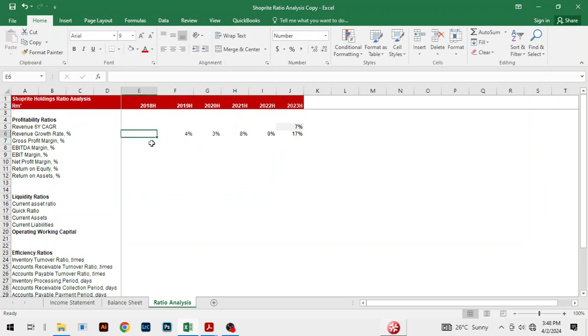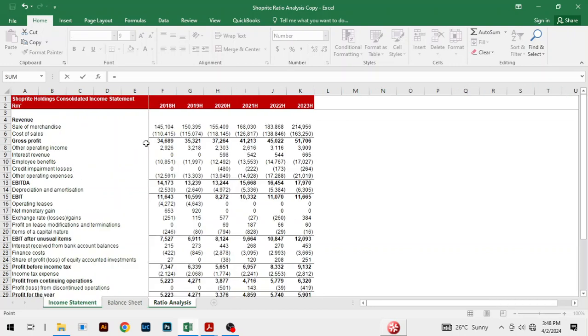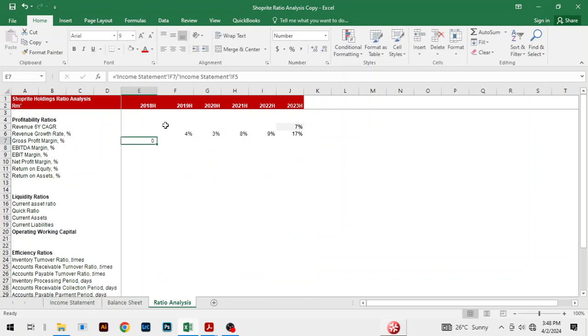Now let's compute the gross profit margin. So gross profit, this is the portion of revenue that is left after we have subtracted the cost of sales. So let's just do that. Here we just go to the income statement, we select the gross profit here, we divide by the revenue, and then we turn that into a percentage, and then we copy that to the right.